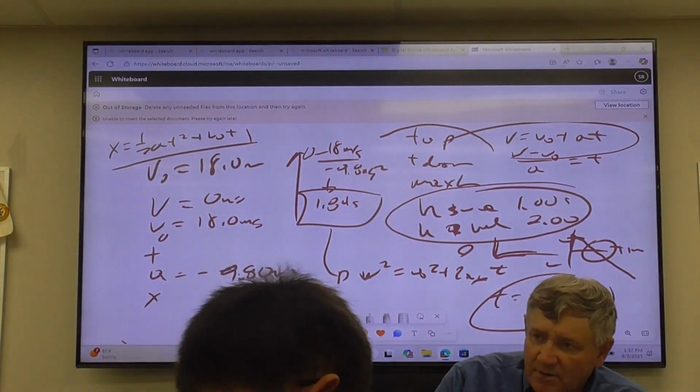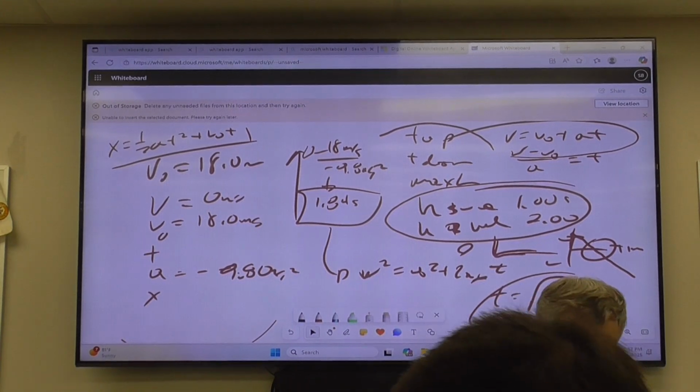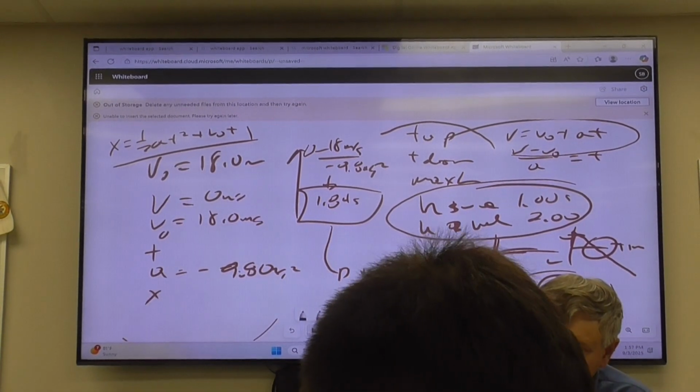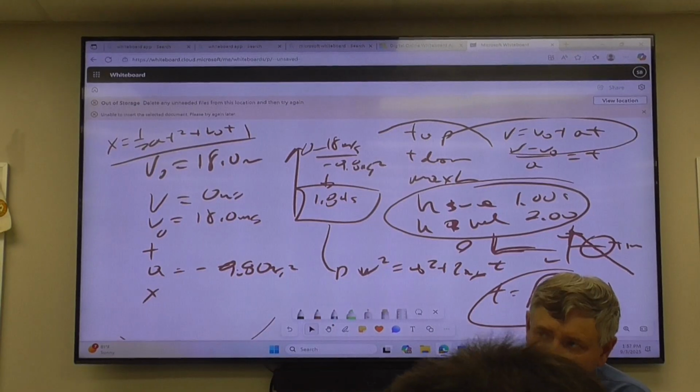It's just that equation that we solved for. t equals square root of 2x over g.